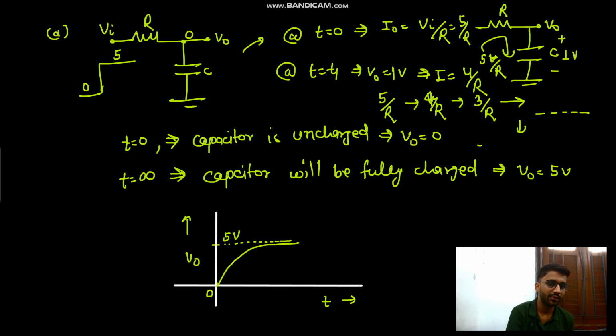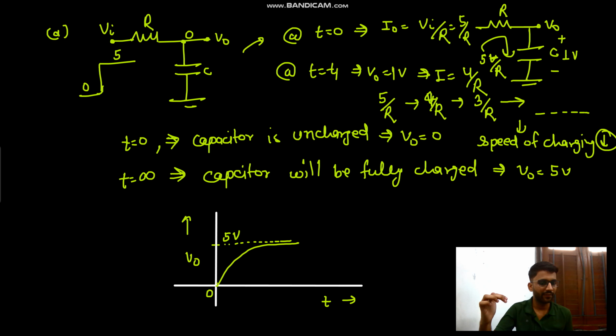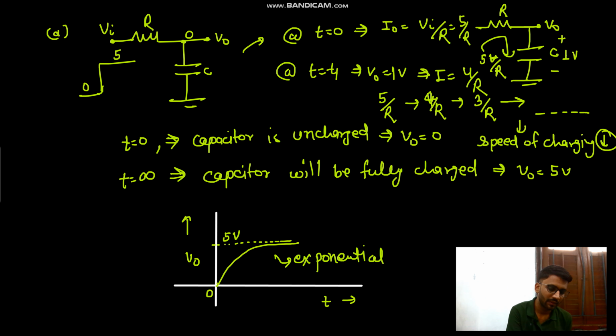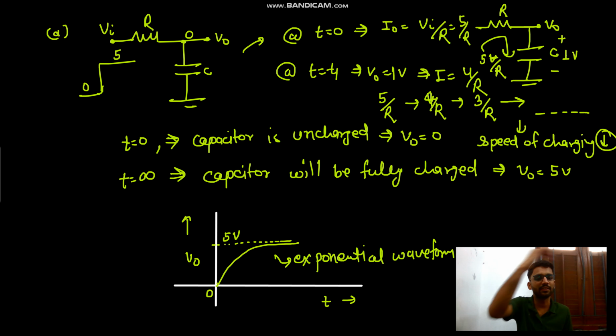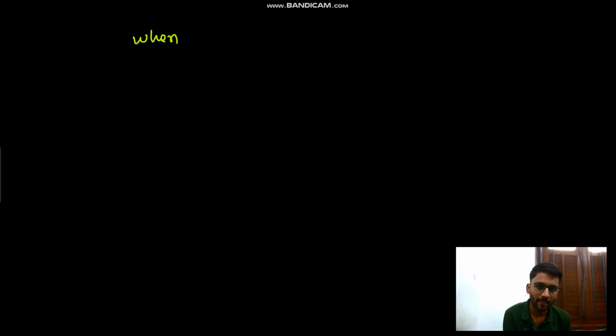If the current is getting reduced, then the speed of charging is also getting reduced. First we had 5 by R current, 4 by R, 3 by R. The speed of charging is slowly getting reduced. That's why we have an exponential waveform. And slowly it gets to charge to 5 volt. First it is charged to 1, then 2, then 3, then 4, and slowly it gets to charge to 5 volt. Why only 5 volt? Because when Vc equals to V naught equals to 5 volt.